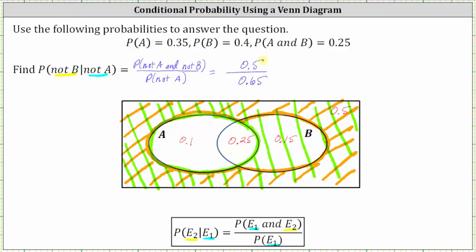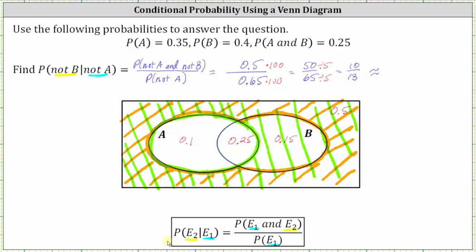Let's express this probability as a simplified fraction, decimal, and percentage. Let's first clear the decimals from the fraction by multiplying the numerator and denominator by 100. This gives us 50/65, which does simplify. The numerator and denominator share a common factor of 5. Simplifying, we have 10/13. Let's also express the probability as a decimal and a percentage.